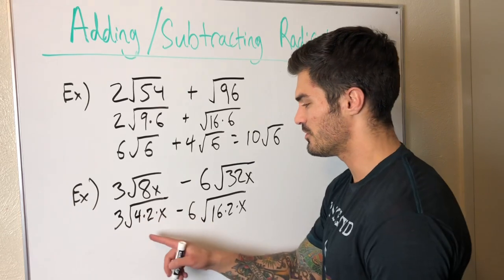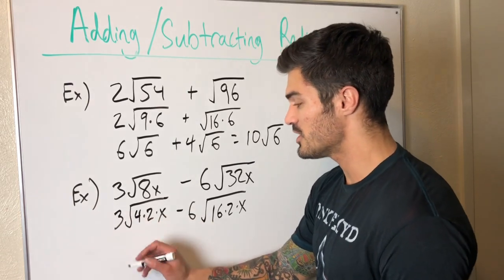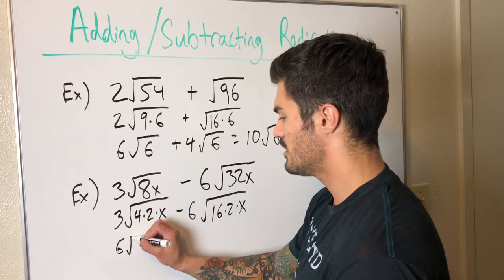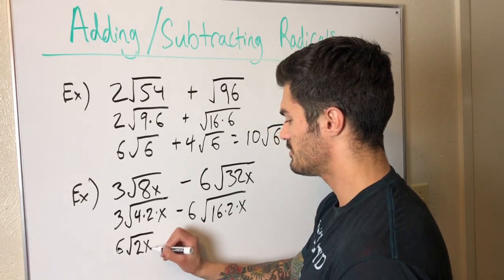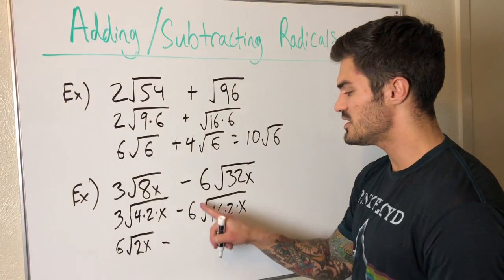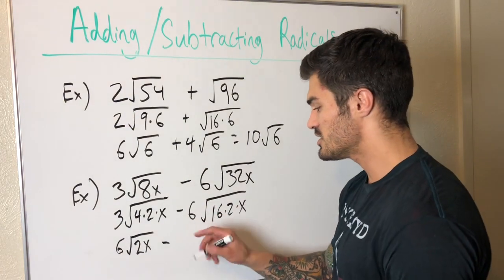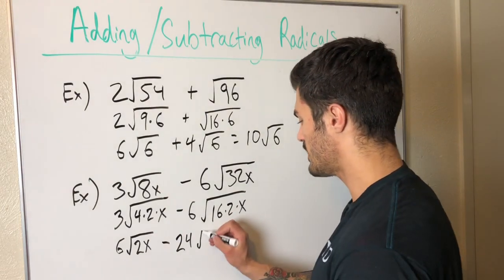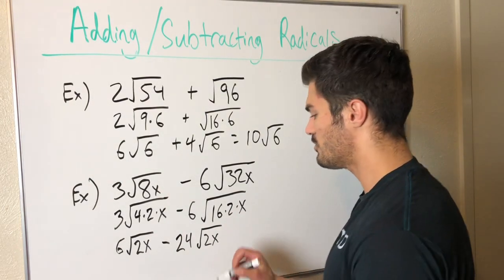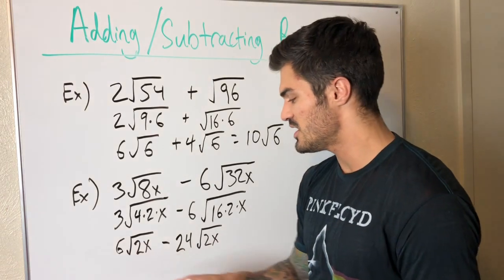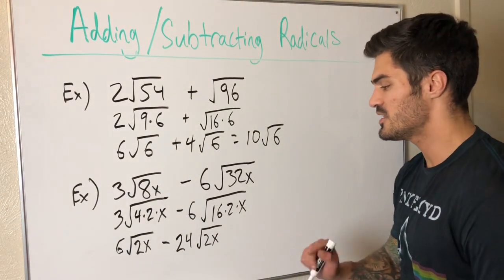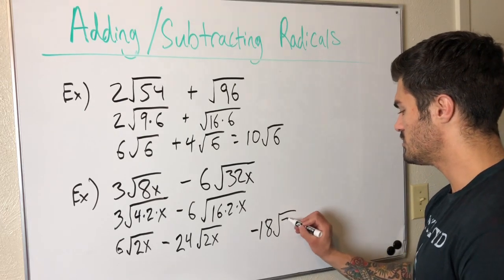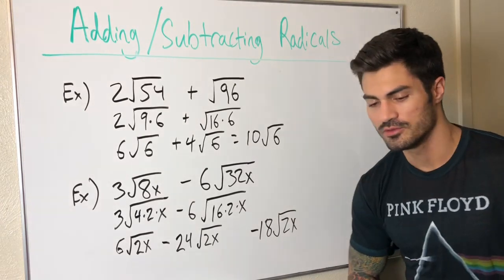Well, let's start from here. We'll go from left to right. So the 4 comes out, it becomes a 2, and it joins that 3. 3 times 2 is 6. And I'm left with 2x inside here. Minus, this 16 comes out as a 4. 6 times 4 is 24. What am I left with in here? 2x. Now I have the same thing under the radical. Now I can combine these. 6 minus 24, that's just negative 18. And I still have that 2x under the radical.